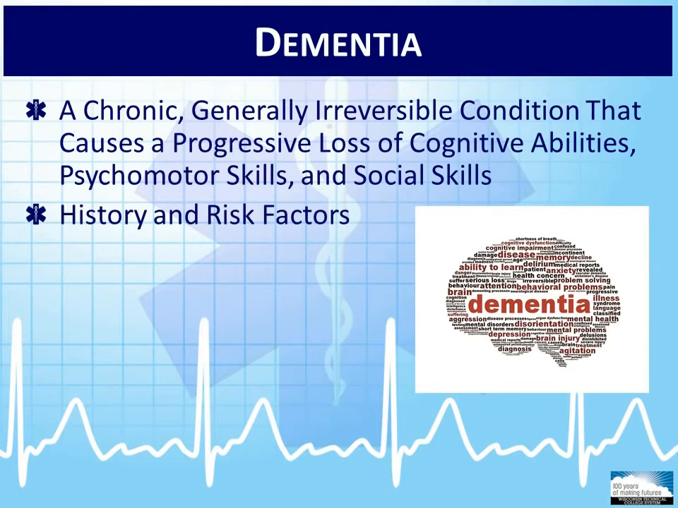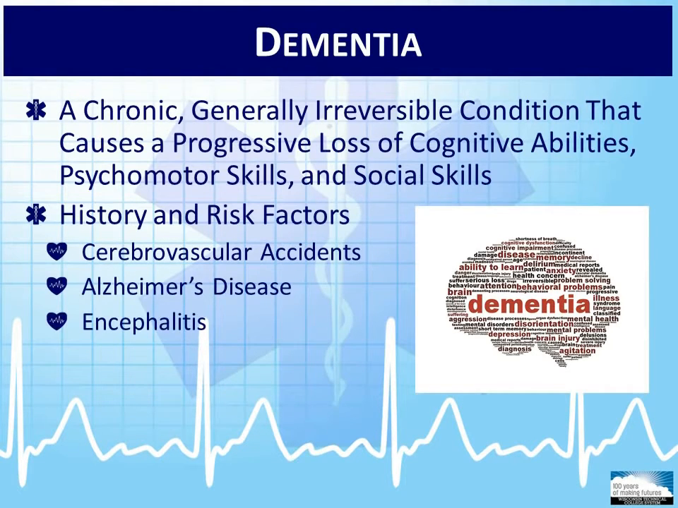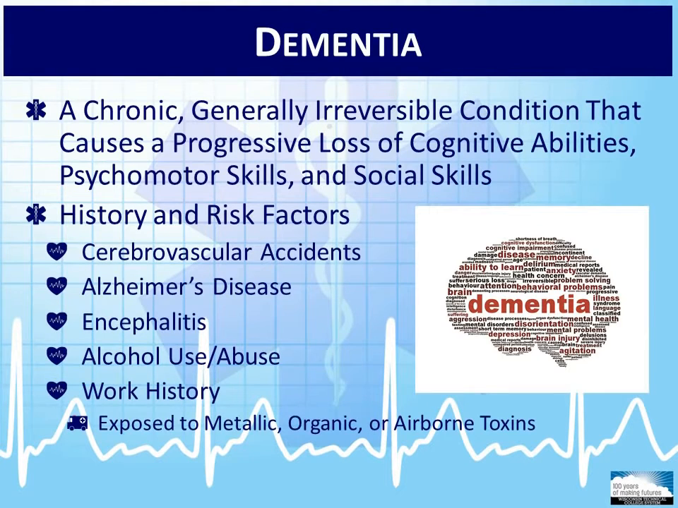Pertinent medical history that increases a person's susceptibility for developing dementia includes cerebrovascular accidents, Alzheimer's disease, encephalitis, alcohol use or abuse, and exposure to toxins, including metals and organic materials. When caring for a person with dementia, assess the patient's level of orientation, be aware of signs of abuse, and determine if the patient is able to follow commands.